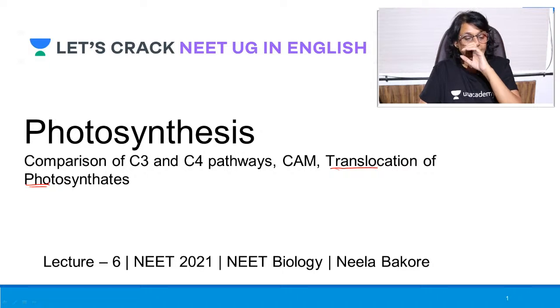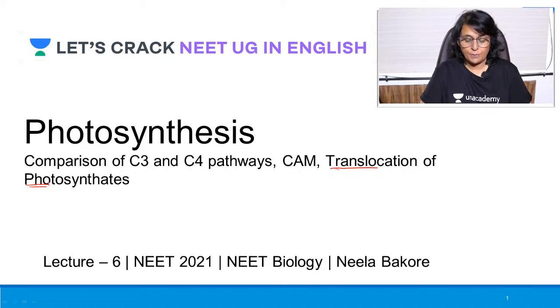We are on this channel of Let's Crack NEET UG in English, and photosynthesis is the chapter that we are talking of. We have done in detail C3 cycle, C4 cycle, and why the C4 cycle is required in certain plants, and that is to avoid the loss of carbon dioxide due to photorespiration. And today's lecture is in continuation with that.